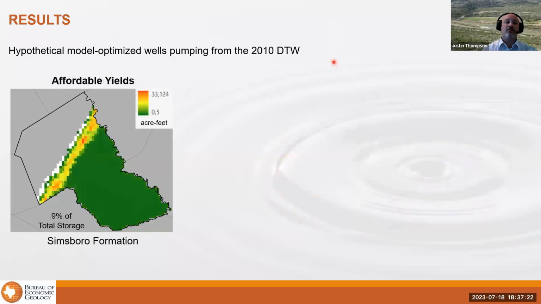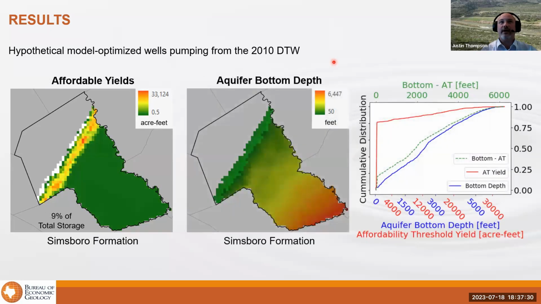Okay, well, what about the affordability side of things? Well, that's a little bit more complicated. It's a little bit trickier to understand. So let's just kind of try. Okay, so first and foremost, you have to understand that, again, because the aquifer gets deeper and deeper as you proceed to the southeast, it gets more and more expensive to drill a well down into that formation. So there's a close relationship between the depth of the bottom of the aquifer, right, and the depth of that affordability threshold.